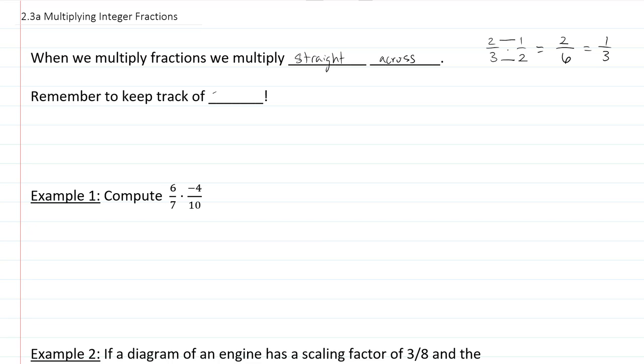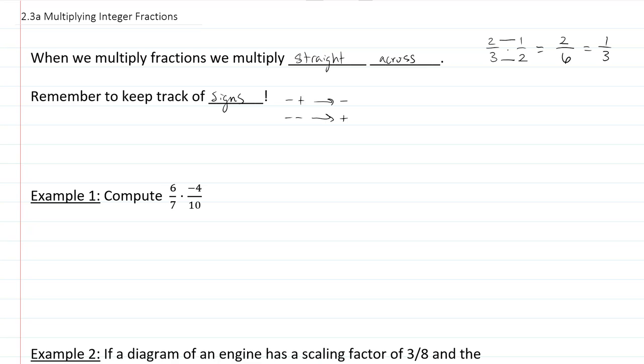Remember to keep track of signs. Remember that a negative times a positive always ends up negative, but two negative signs ends up positive, right? If there are negatives on top and bottom of a fraction, that's the same as having two negatives and the whole fraction is actually positive. So let's go through some examples.